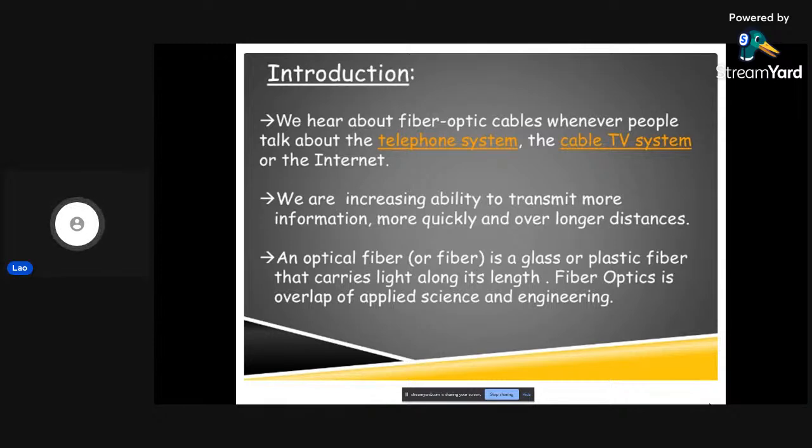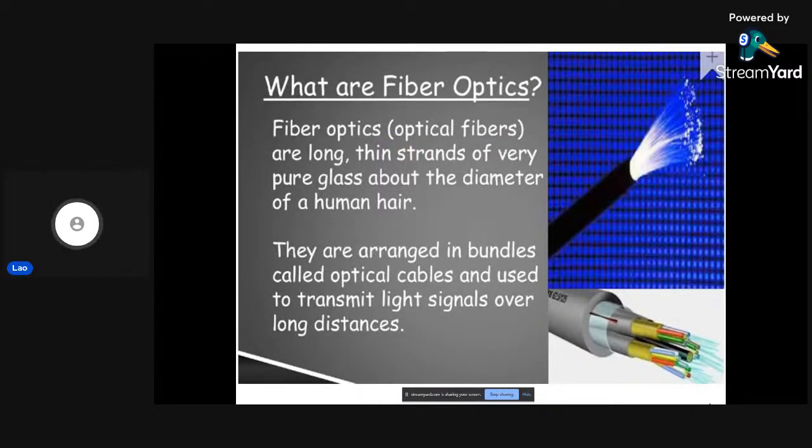Usually, some of the internet companies like Globe or Converge are offering their product, the fiber internet, because they are using fiber optic cables. So what is fiber optics? Let us give the definition first.